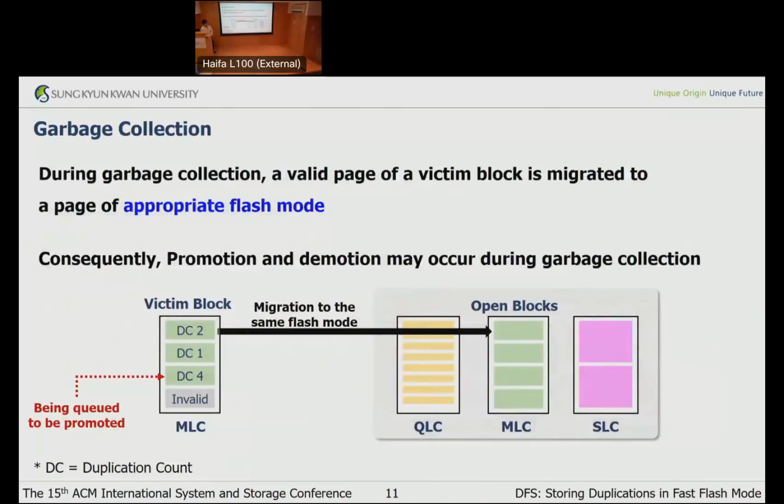In DFS, a valid page moves to a page of proper flash mode during garbage collection. Therefore, queued promotion and demotion may occur during garbage collection. An example is shown in the figure. An MLC block is selected as a victim block for garbage collection, and DFS checks the duplication count of its pages. A page with duplication count of 2 is migrated to the MLC block, and a page with duplication count of 1 is migrated to the QLC block. This is demotion. And the page with duplication count of 4 is migrated to the SLC block. This is also promotion.